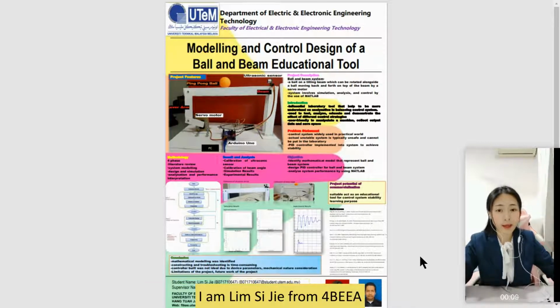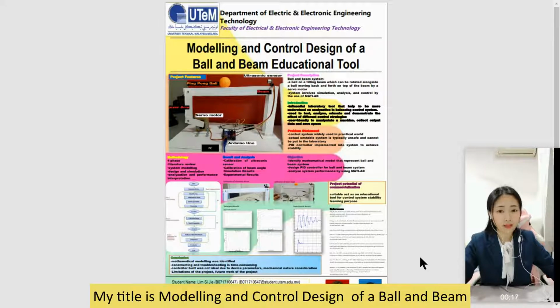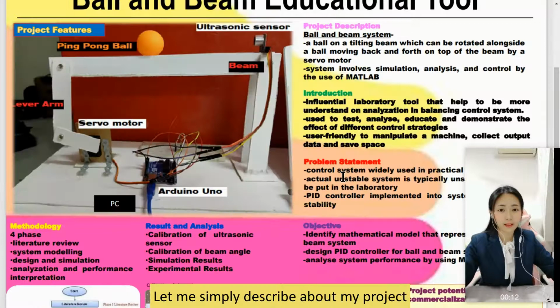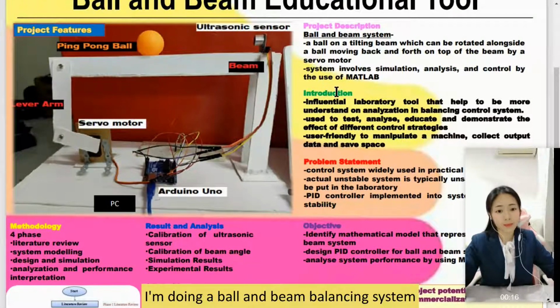So I'm Lim Si Jie from 4BA. Today I'm going to present my final year project. My title is Modeling and Control Design of a Ball and Beam Educational Tool. Let me simply describe my project. I'm doing a ball and beam balancing system.